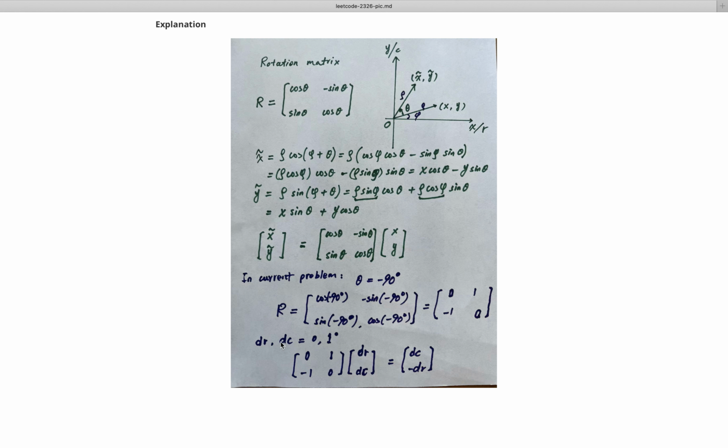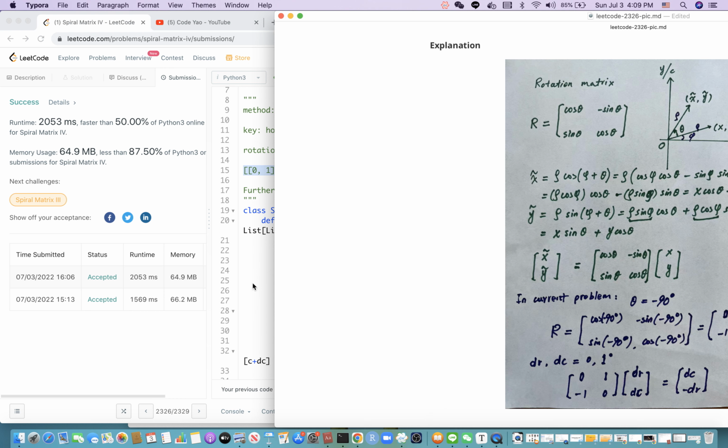So assume that we have a dr, dc originally. Then you use this rotation matrix times this dr, dc. Basically you get dc and negative dr. That's the direction update rule. So originally you have dr and dc. Then after you change the direction, you change dr to be dc and dc to be negative dr. So that's the thought. Let's come back to the problem.